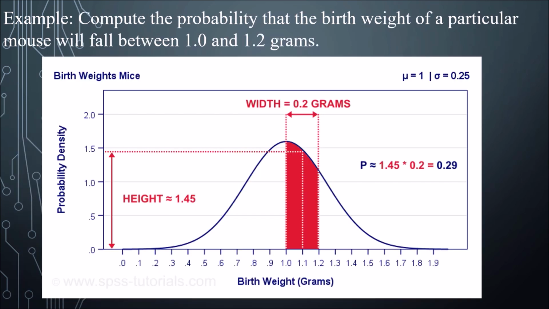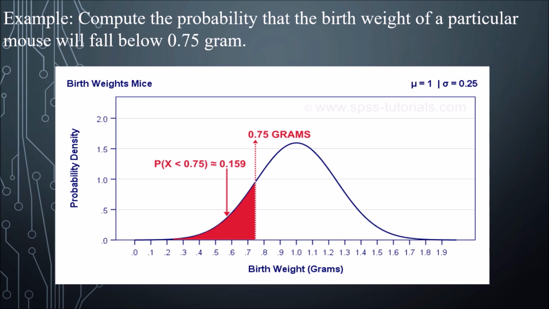Okay, let's have this example. Compute the probability that the birth weight of a particular mouse will fall between 1.0 and 1.2 grams. This is 1.0 here, and this is 1.2. The shaded part has an area of 0.29, which is already given. Which means that the probability that the birth weight of a particular mouse will fall between 1.0 and 1.2 is 0.29, or there is a 29% chance that the birth weight of a particular mouse will fall between 1.0 and 1.2 grams.